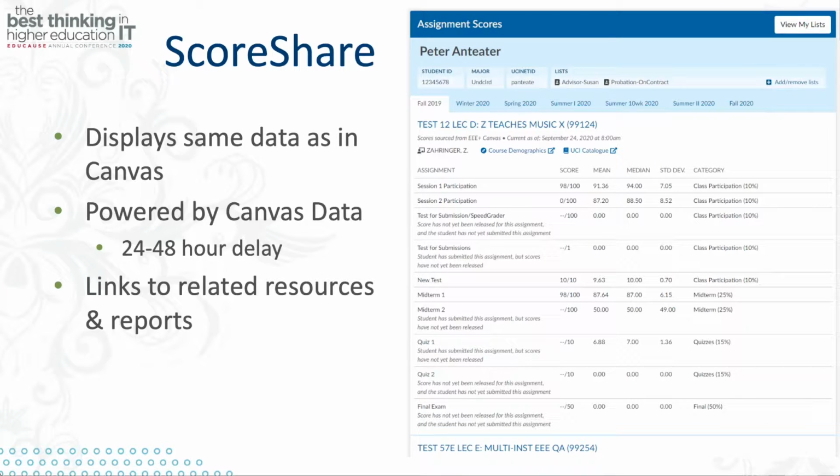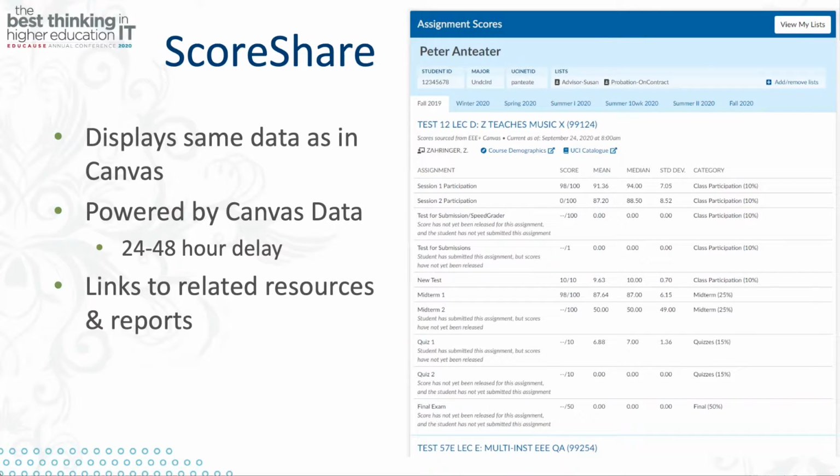But what's really interesting about this tool is this is telling us a story about the student over here on the right. So in session 1 participation, they earned a 98 out of 100, pretty good score. It's well above the mean and the median. We'll ignore the standard deviation. This is test data, so it looks really weird. But then we look at session 2 participation, where they earned a 0 out of 100. So they're actually assigned a score of a 0. The mean was a little bit lower, 87, the median was 88. Again, we'll ignore standard deviation.